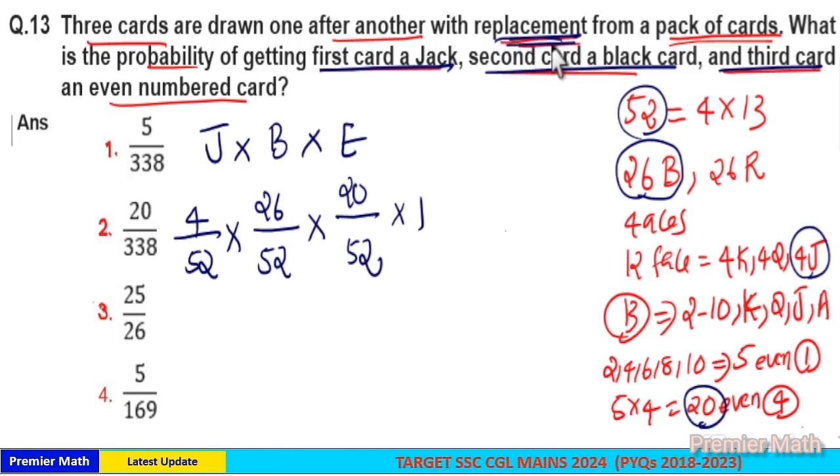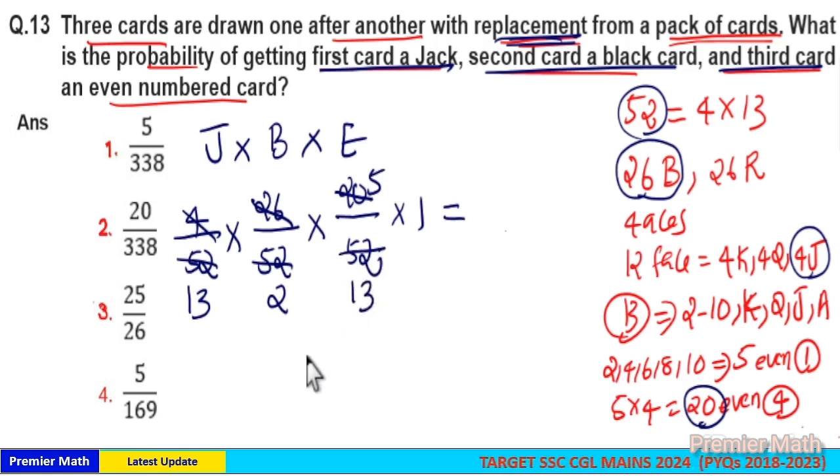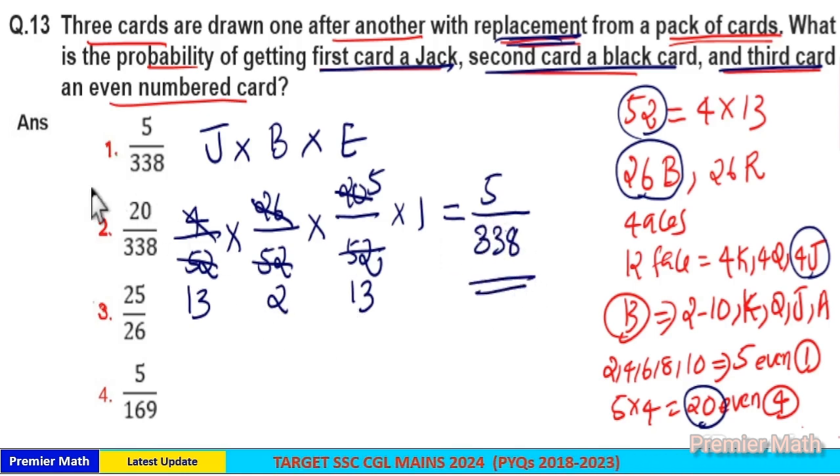There is replacement. So one way. Now this is equal to 26 goes 2 times in 52. 4 goes 13 times in 12. 4 goes 5 times in 20. 13 times in 52. Now this is equal to 5 divided by 13 into 13 is 169. 169 into 2 is 338. So option 1 is your answer.